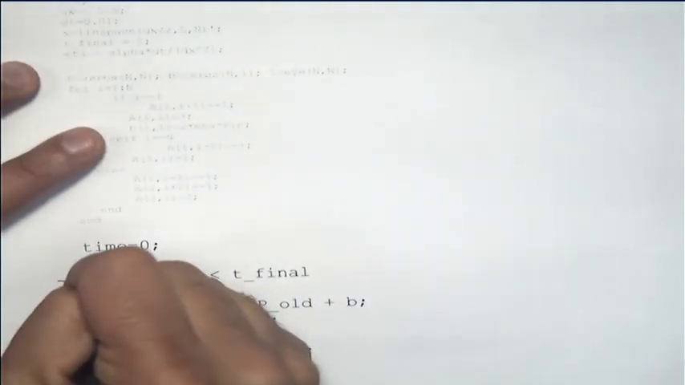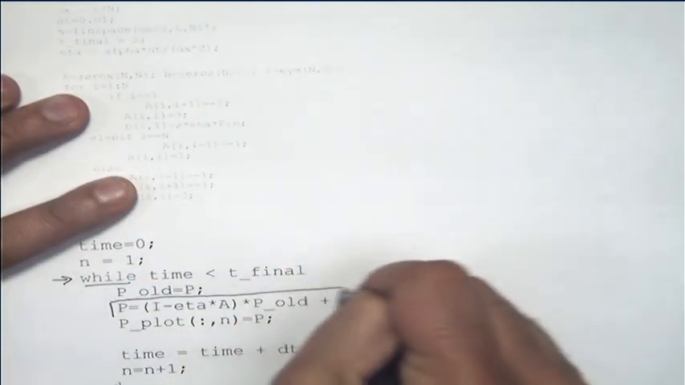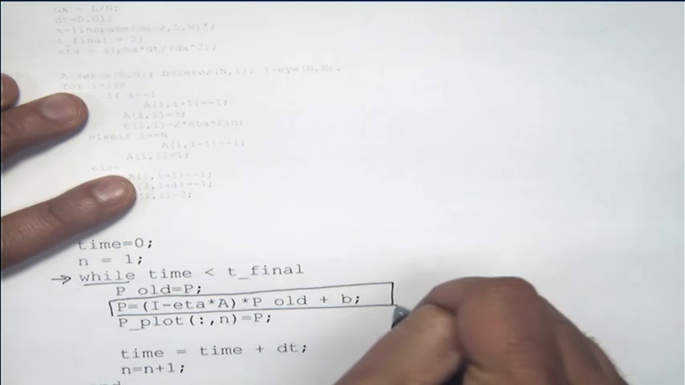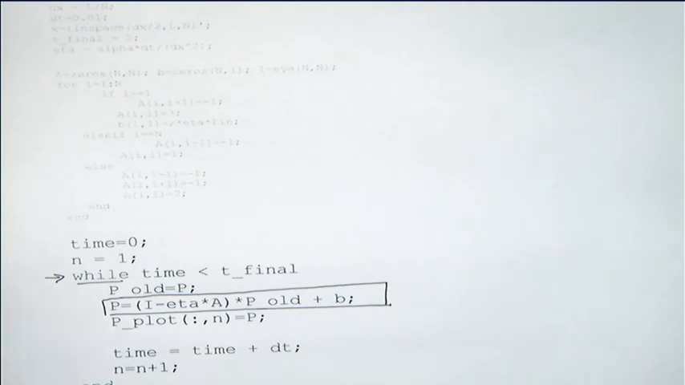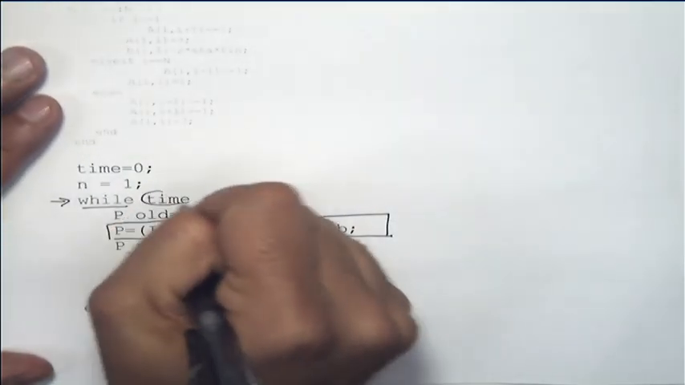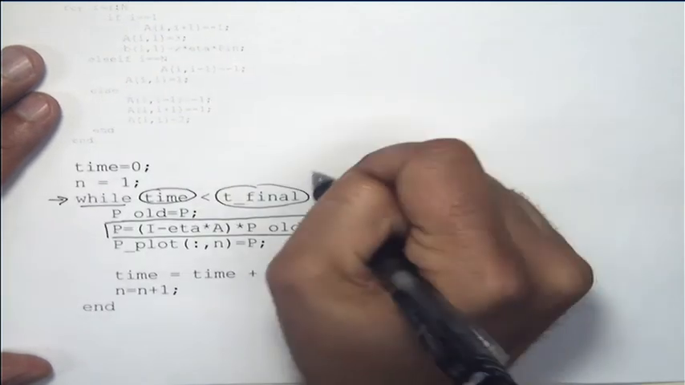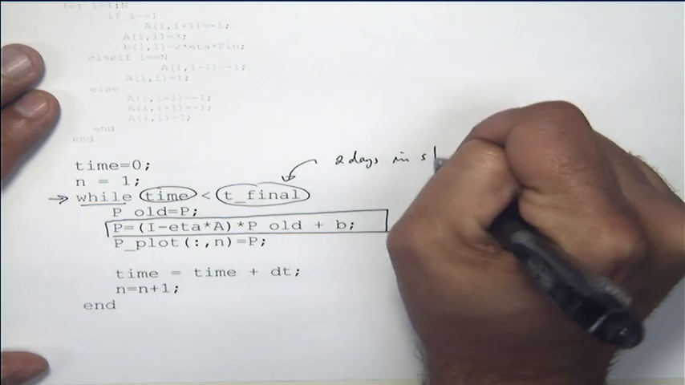So I want to do this. I want to continue to calculate my, so here's my equation. I want to continue to calculate my new pressure. I want to do that a bunch of times, though. I want to do it while the current time is less than T final. And I defined T final, I think it was 2 days in step 1.